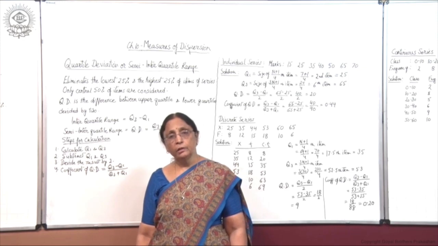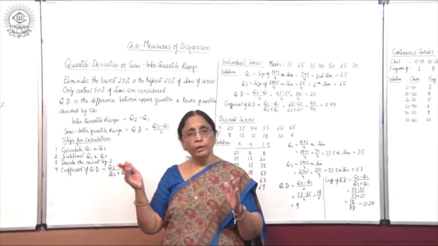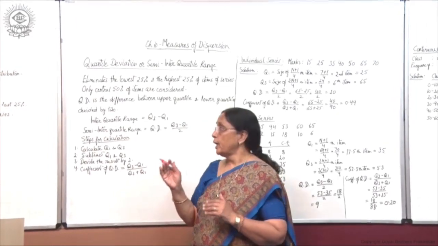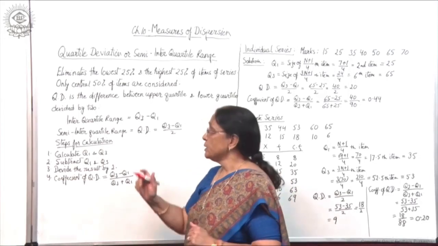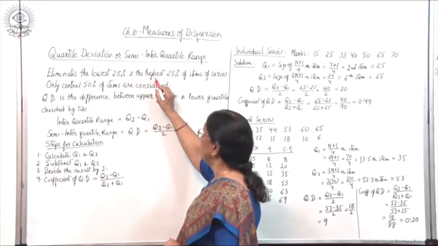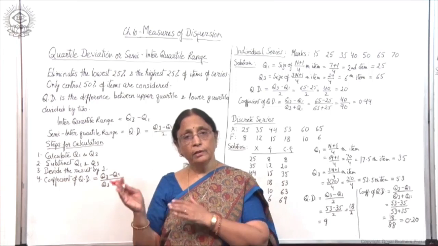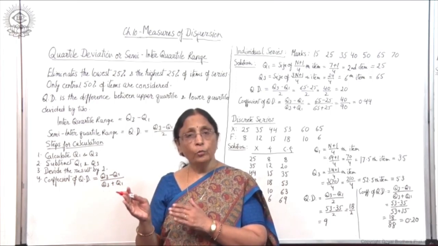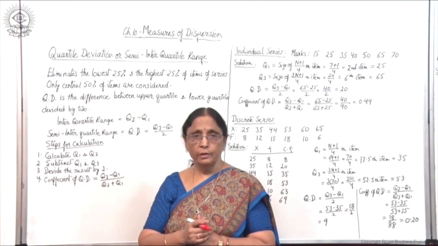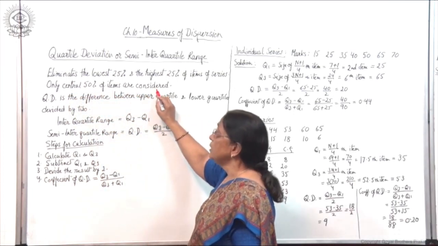Range, as you have done earlier, considers only the extreme values, the extreme lowest and extreme highest. So it considers only the lowest and the highest values and eliminates the central values, whereas quartile deviation eliminates the lowest 25% and the highest 25% of items of the series, and considers only the central 50% of the values. So it is different from range.